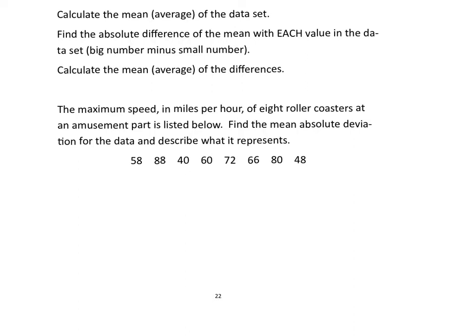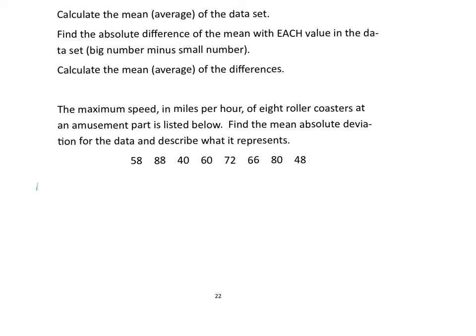Starting off, the maximum speed in miles per hour of 8 roller coasters at an amusement park is listed below. I got this problem out of a textbook. You know, those things that are collecting dust on the bookshelves. I do not know what amusement park this is, do not ask me. We are asked to find the mean absolute deviation for the data and describe what it means.